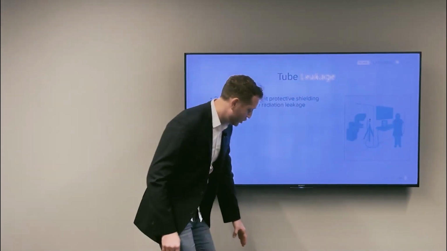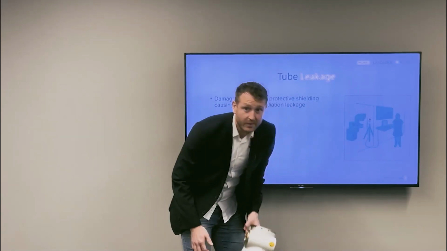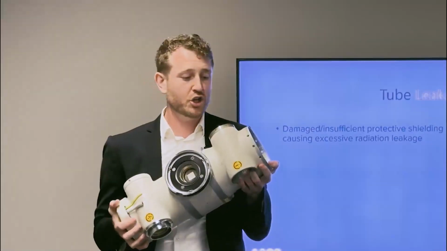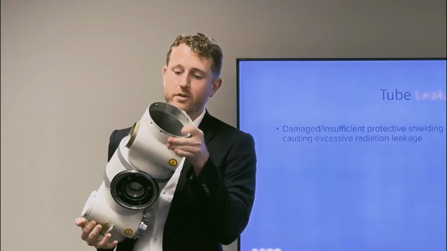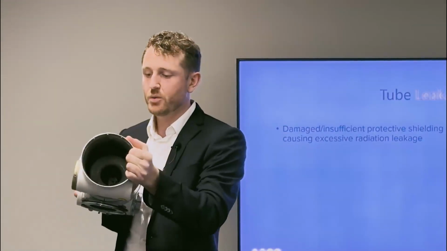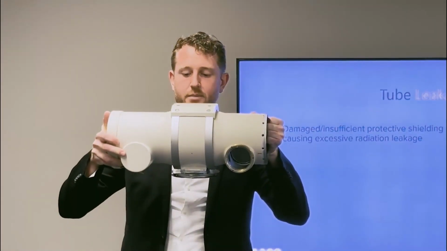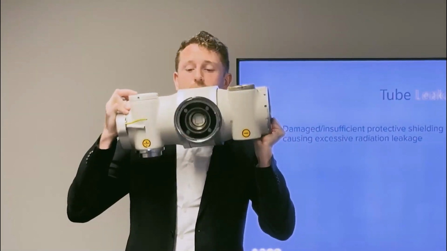And just to show, here I have this heavy piece, the tube housing where the X-ray tube is mounted inside of it, and the X-rays are emitted through the exit hole at the bottom.